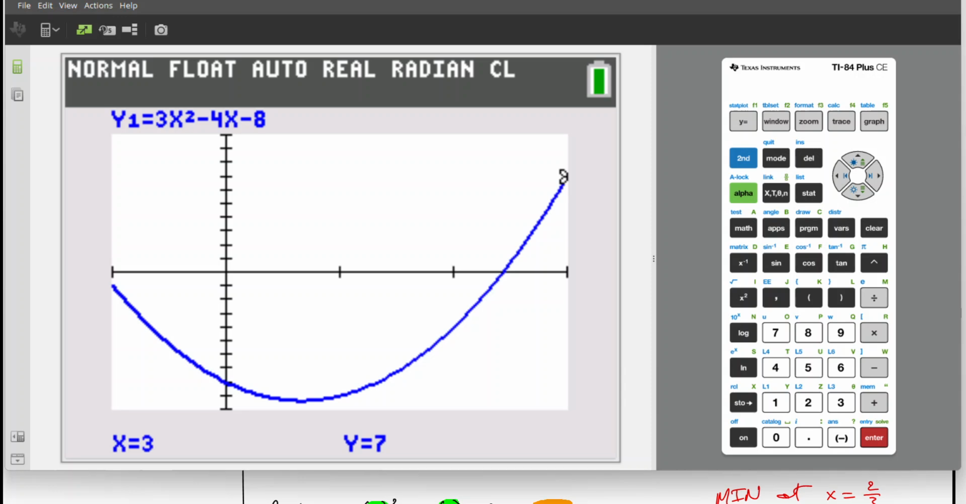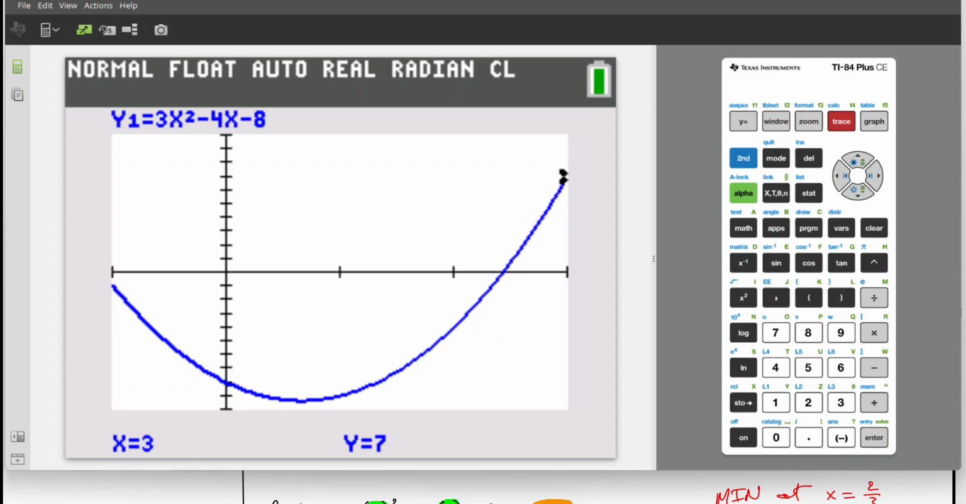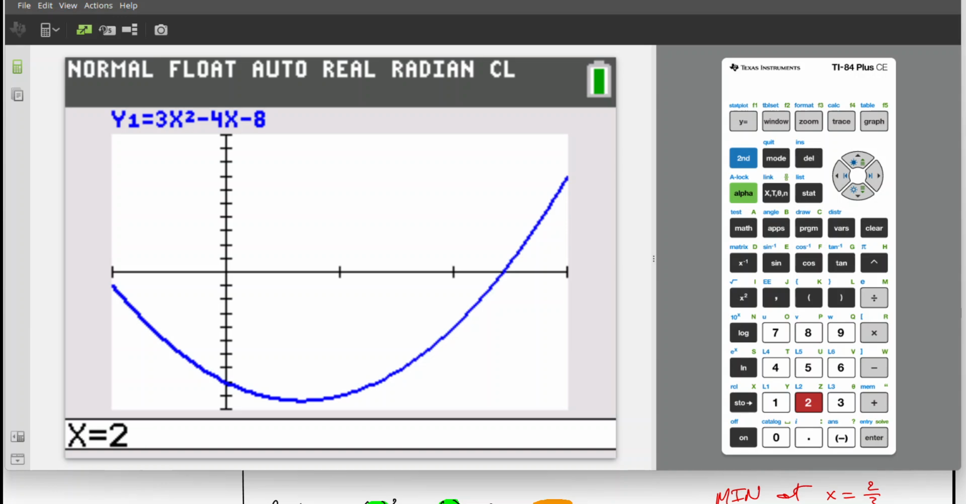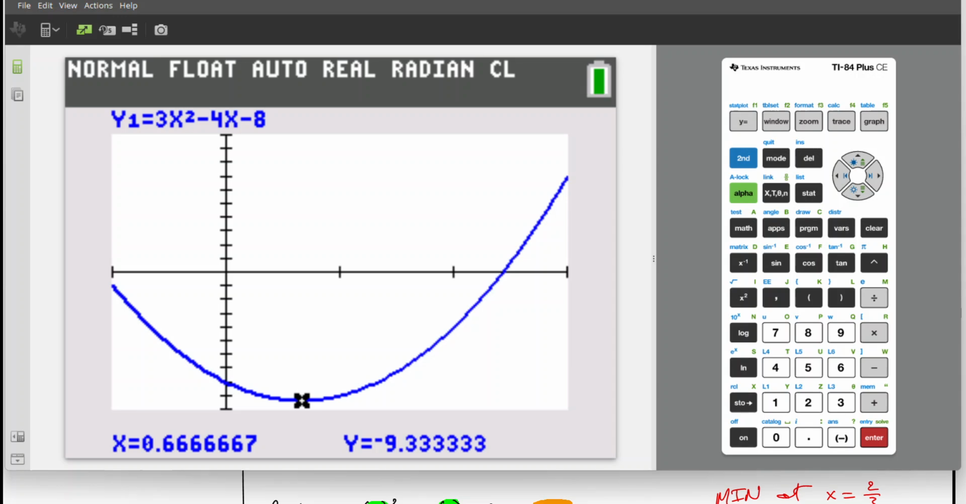And we also said that the minimum is happening when x is 2/3. And let's trace the place where x is equal to 2/3. So I click the trace key, then click 2 divided by 3 on my keyboard, and then just hit enter. And you can see the little cursor is right there in the middle at the very, very bottom of the graph.